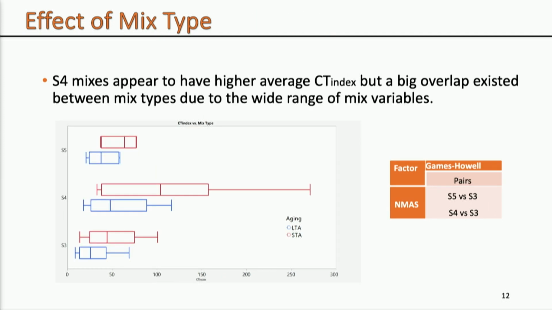Looking at the mix type, the mix type is related to the gradation, and the gradation also defines the binder content. As we use finer gradation, we have more surface area to cover, and that translates into more binder content. So when we look at this, we find that S5 mixes and S4 mixes generally perform better than S3 mixes. And that's again related to not just the gradation, but also the binder content inside those mixes.